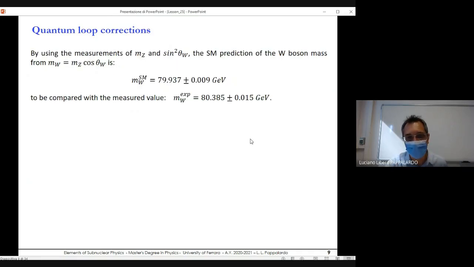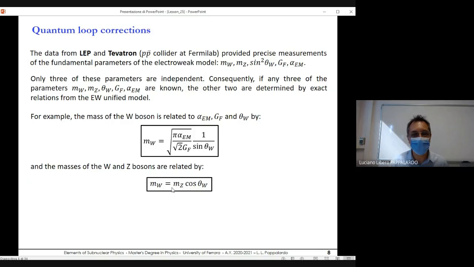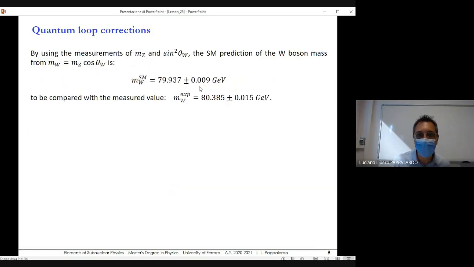Now, things are not as simple as one can think. Back to this formula here, suppose that you now measure precisely the mass of the Z, and this has been done at LEP, for instance, and you also have a precise measurement of theta W. Then you can compare your standard model prediction of the W mass with the experimental value. The standard model prediction for the W mass is 79.937 something GeV, to be compared with the experimental value that, as you know, is above 80, so 80.38 GeV. So clearly the two are in the right ballpark, but you have to consider also the uncertainty. The uncertainty is pretty small.